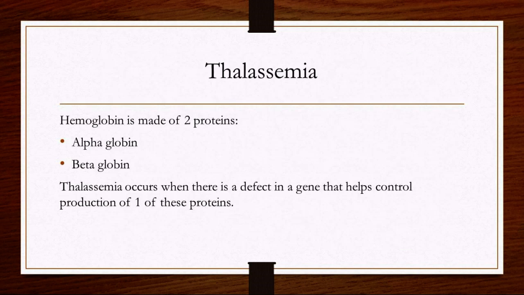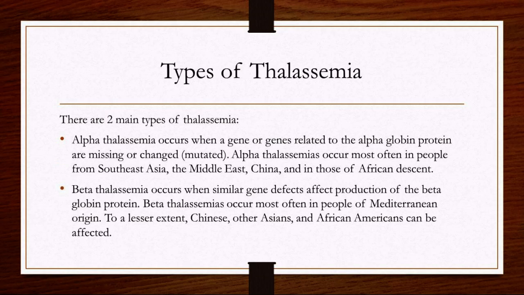So your hemoglobin is made up of two proteins, the alpha globin and the beta globin. And thalassemia occurs when there's a defect in a gene that helps control the production of one of these two proteins, either the alpha or the beta. So there are different types of thalassemia. There's alpha thalassemia and there's beta thalassemia.